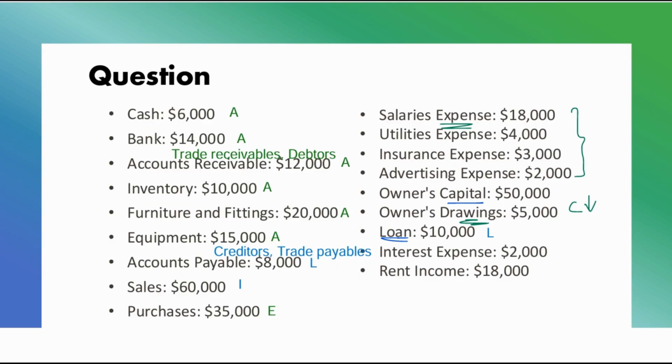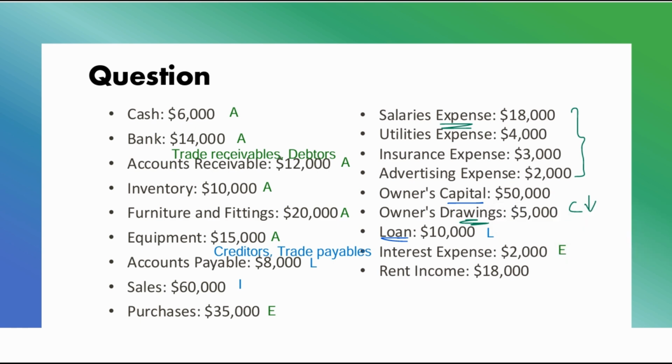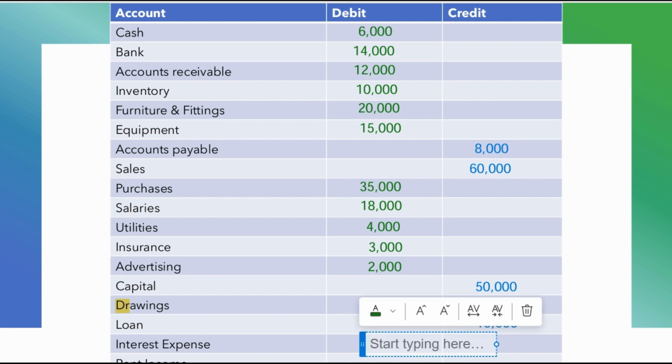Interest expenses generally occur like this. So when you borrow a loan from the bank, yes, you will have to repay the loan, let's say in 5 years, but annually you might have to pay an interest. So that interest is an expense. Generally, interest is charged as a percentage of the loan. Anyways, 2,000, it's an expense. So expenses are debited. 2,000.